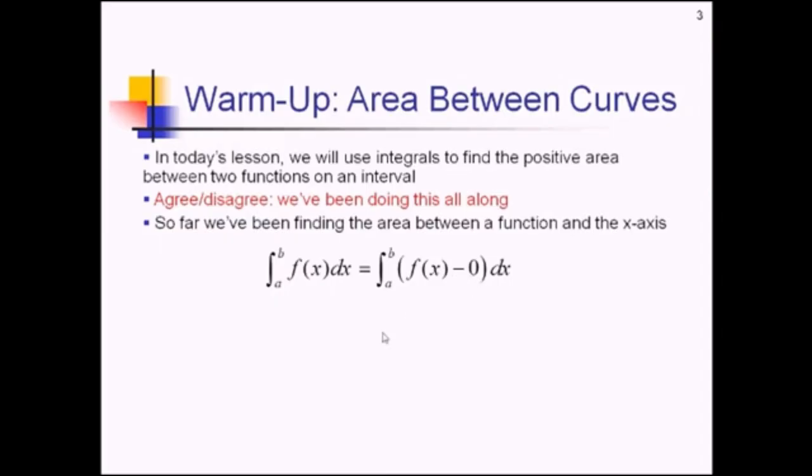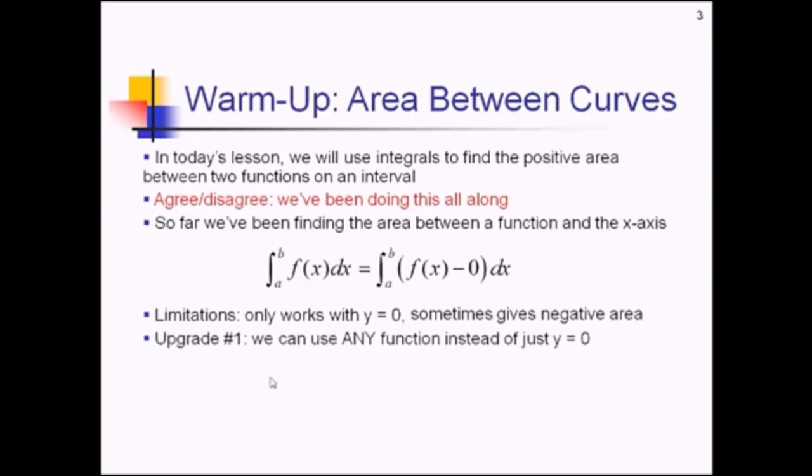So we're going to upgrade this a little bit because this is kind of limited. This only allows us to work with y equals 0 as our default other function. And it also has the limitation that if f of x is below the x-axis, we're getting negative area out of this. What if we only want positive area, like a total distance kind of situation? So we're going to do two big upgrades today.